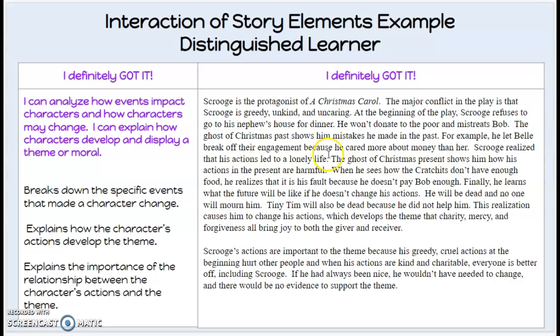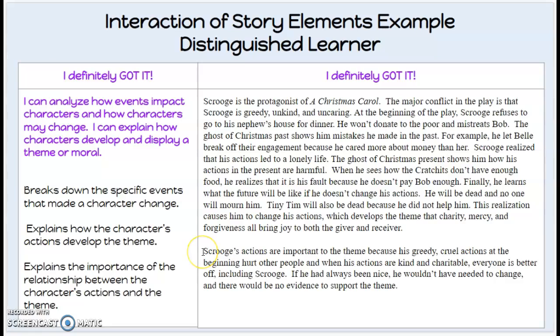Okay, the ghost of Christmas present shows him how his actions in the present are harmful. When he sees how the Cratchits don't have enough food, he realizes that it is his fault because he doesn't pay Bob enough. Finally, he learns what the future will be like if he doesn't change his actions. He will be dead and no one will mourn him. Tiny Tim will also be dead because he did not help him. This realization causes him to change his actions, which develops a theme that charity, mercy, and forgiveness all bring joy to both the giver and the receiver.